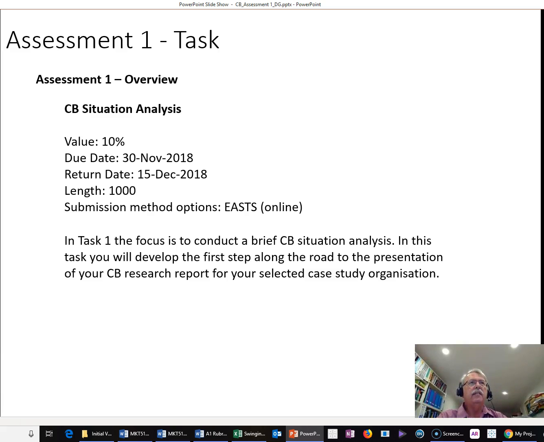So let's talk about assessment 1. Okay, as I said, it's worth 10%. It's due on the 30th of November. It's 1,000 words, and you submit your assessment through East Online. So it's designed to focus and for you to develop a brief situation analysis around a case study, which I'll describe to you in a minute.